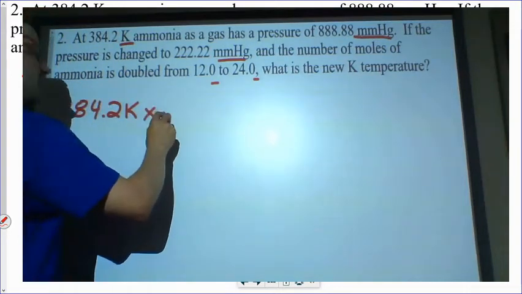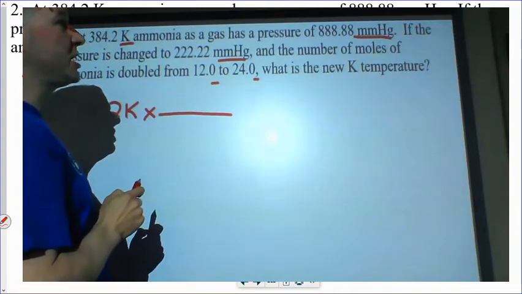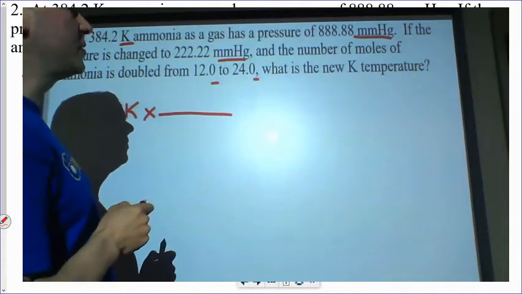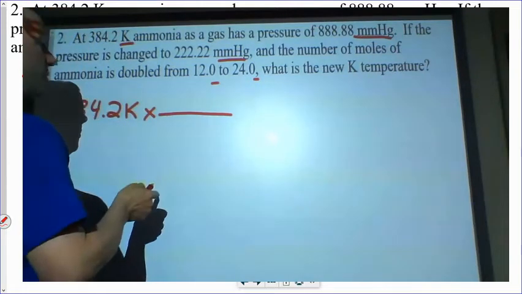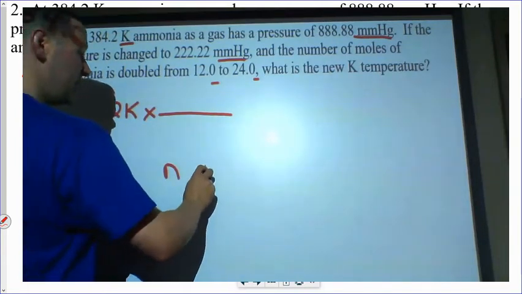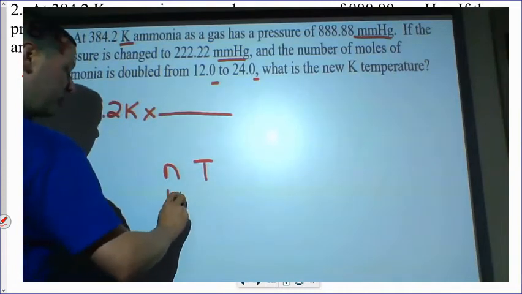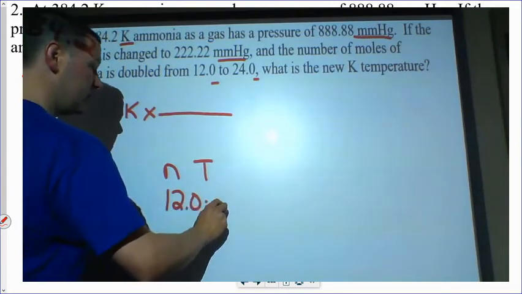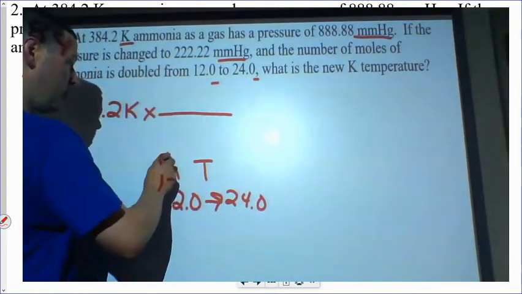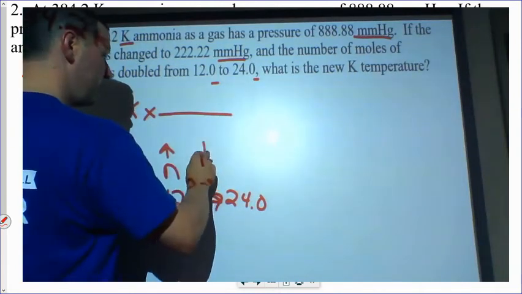I put a multiplication sign and a division bar, and the two variables that I do have that are changing, I have pressure changing and I have moles changing, and it really doesn't matter which one you start with. I'm going to just start with moles so we can do that one right away. So moles and temperature, those are our two variables, and we have our moles going from 12.0 moles up to 24.0 moles. So our moles are increasing.